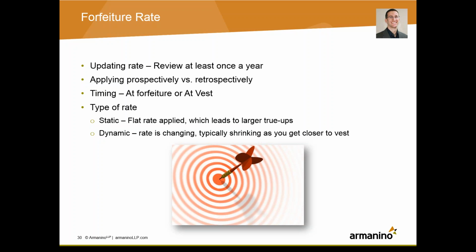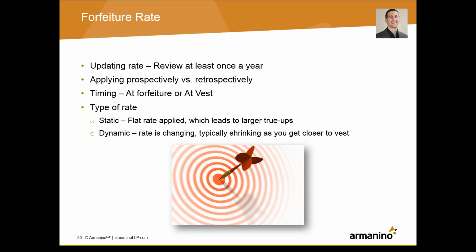Again, there's not explicit guidance one way or the other. Our personal interpretation here is that, when somebody terminates, we should reverse expense because that's a known fact that we're never going to record that expense. The other item is how you want to apply your forfeiture rate.